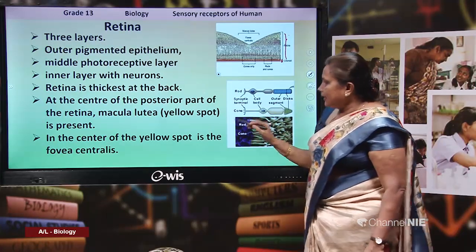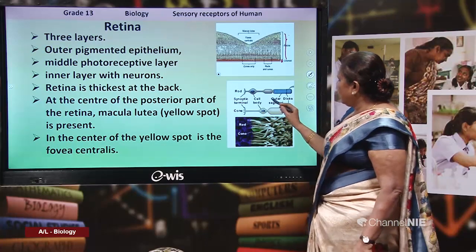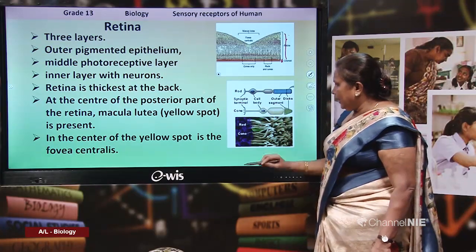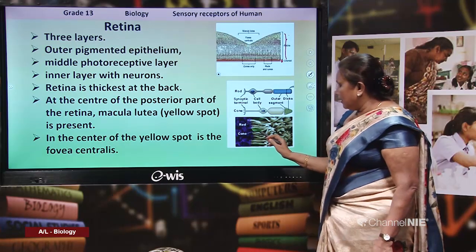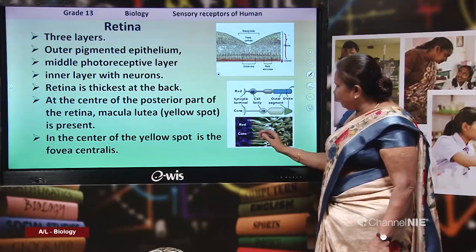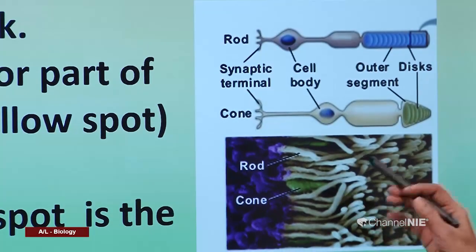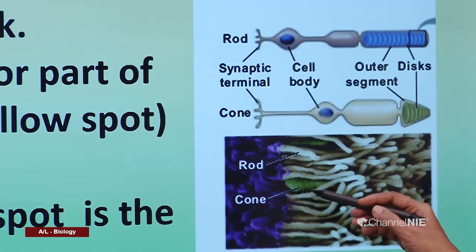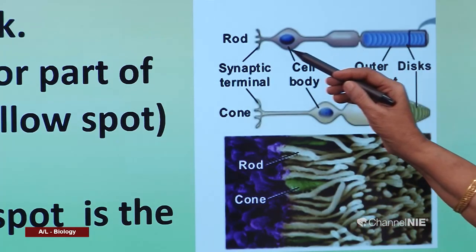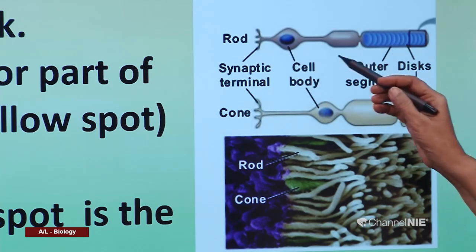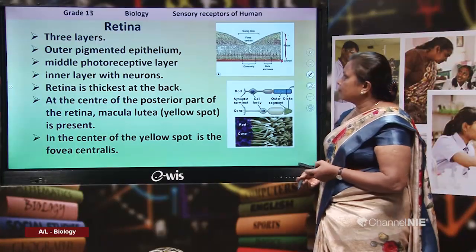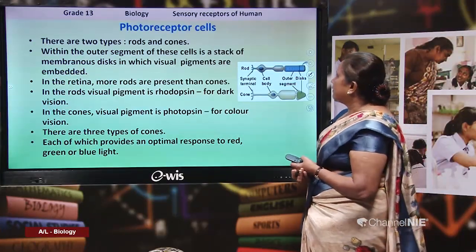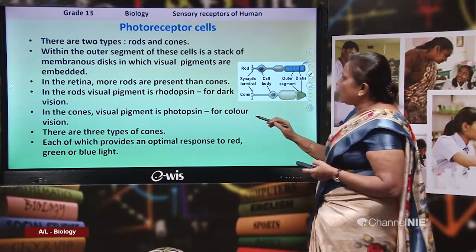Then you can see the two cell types that I have shown again here. You can see the microscopic views of the rods and cones also, right? They are falsely colored. If you see, these structures are specialized sensory receptor cells. Then you can see rods and cones.